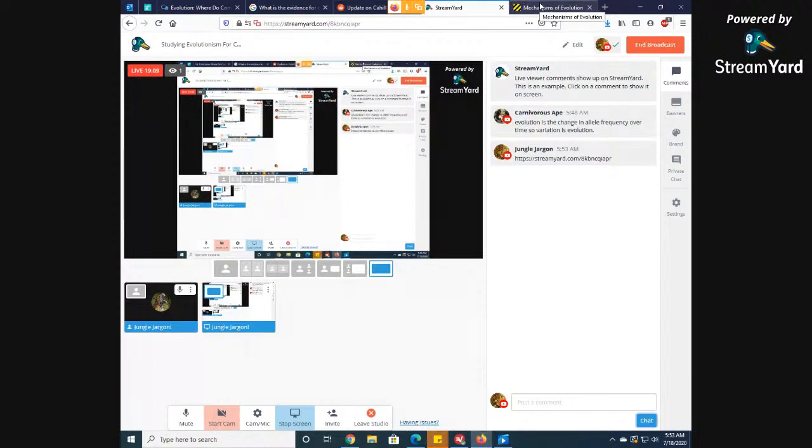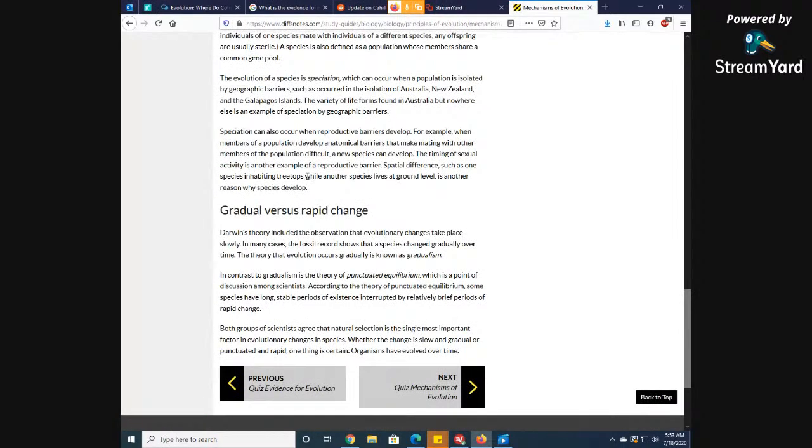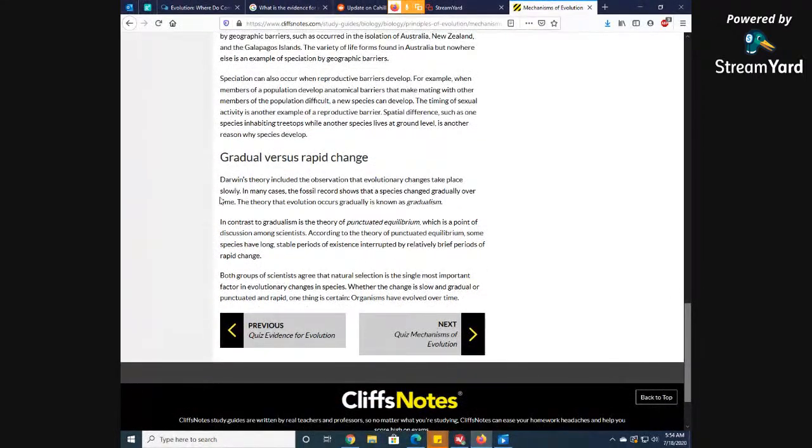Okay, mechanisms of evolution. Hold on a second. So gradual versus rapid change. So ring species become incompatible with each other long before they're genetically incompatible with each other because they act totally different and their actions keep them from each other. Usually. Darwin's theory included the observation that evolutionary changes take place slowly. In many cases, the fossil record shows that a species changes gradually over time. The theory that evolution occurs gradually is known as gradualism.